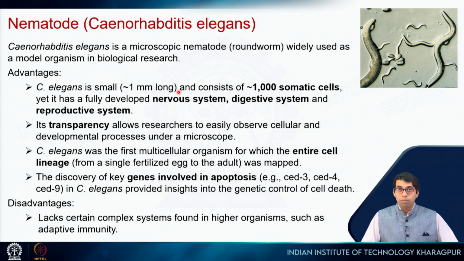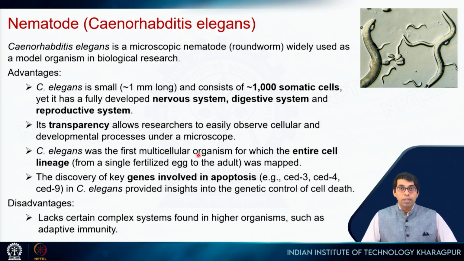Now since it is such a small organism, the lineage of all these cells is completely known. This organism is also transparent. So if you put it under a light microscope, you can see all the cells, you can actually see through this organism. Its transparency allows researchers to easily observe cellular and developmental processes under a microscope.